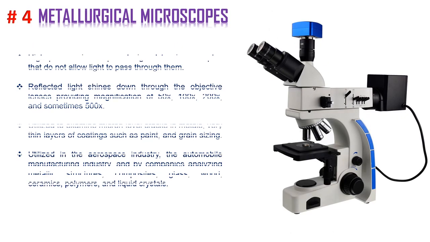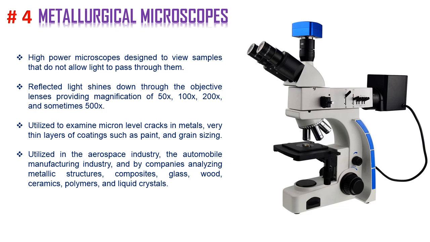The fourth one is metallurgical microscope, which is a high power microscope designed to view samples that do not allow light to pass through them. Reflected light shines down through the objective lenses, providing magnification of 50x to 500x, utilized to examine micron level cracks in metals, very thin layers of coating such as paint, and grain sizing. Utilized in the aerospace industry, automobile manufacturing industry and by companies to analyze metallic structures, composites, glass, wood, ceramics, etc.